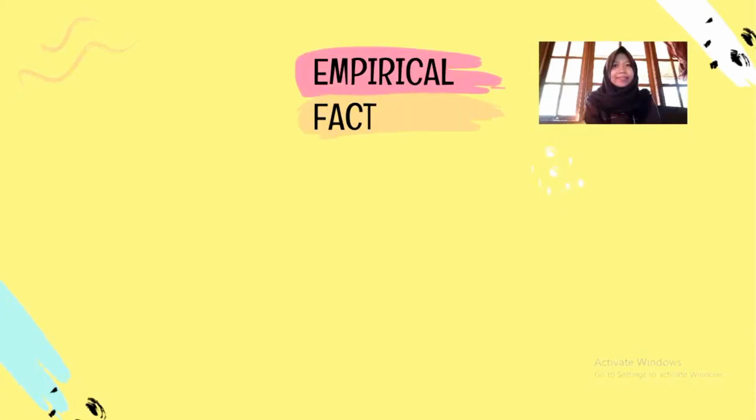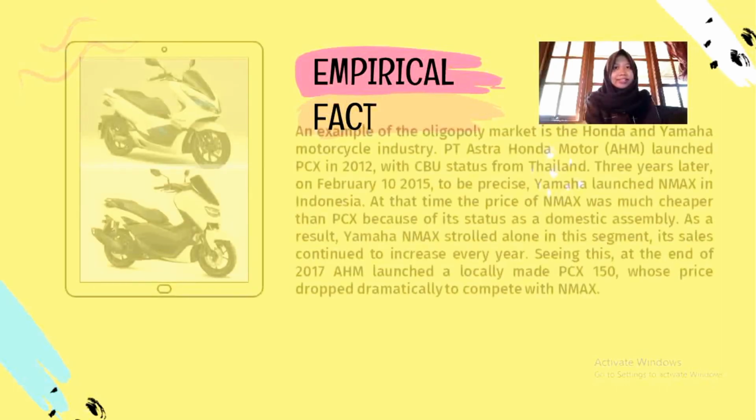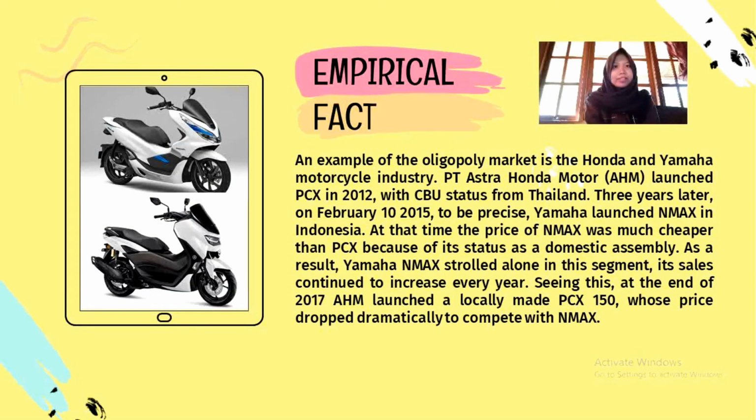And the next is the empirical fact. An example of an oligopoly market is the Honda and Yamaha motorcycle industry. PT Astra Honda Motor, or AHM, launched the PCX in 2012. Its status was CBU from Thailand. Three years later, on February 10, 2015, Yamaha launched the NMAX in Indonesia.